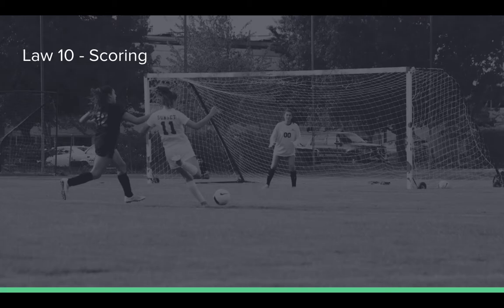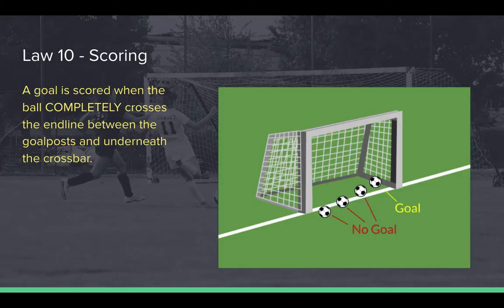Scoring. A goal is scored if the ball completely crosses the end line between the goalpost and underneath the crossbar. A goalkeeper or defender could be inside the goal to save the ball as long as the ball never completely crosses the line on the ground or in the air. A goal is awarded to the opposing team if the defending team kicks the ball into their own goal.